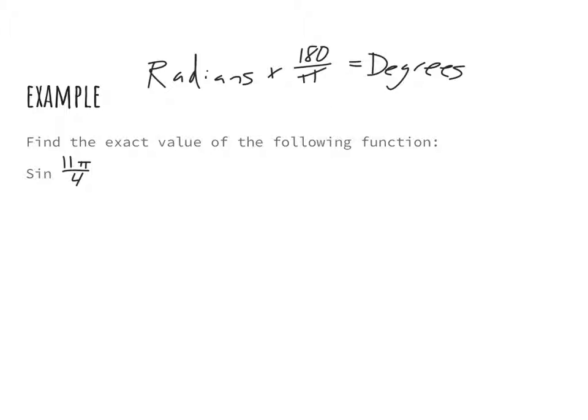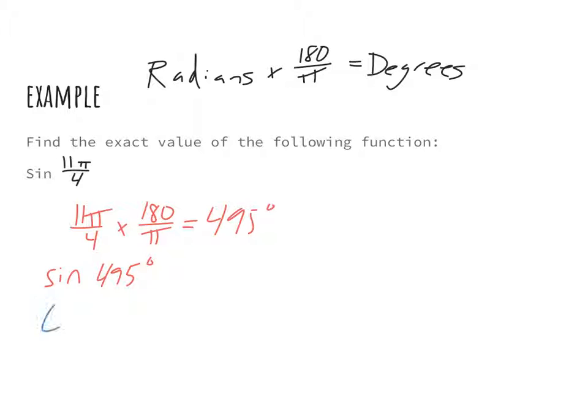We could also be given it in radians. In order to do that, we want to switch over to degrees, and I've written the formula to convert it into degrees on the top there. To turn 11 pi over 4 into degrees, I need to multiply it by 180 over pi. If I type that into my calculator, I get that 11 pi over 4 is the same as 495 degrees. So I'm looking for the sine of 495.